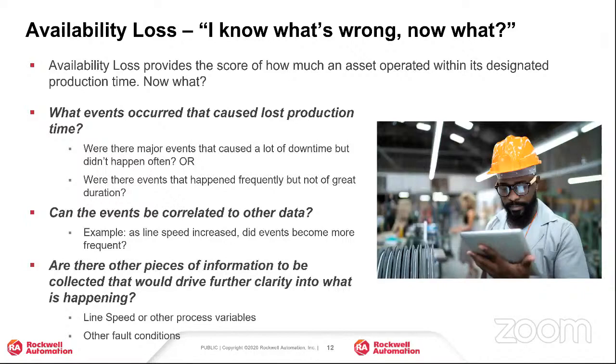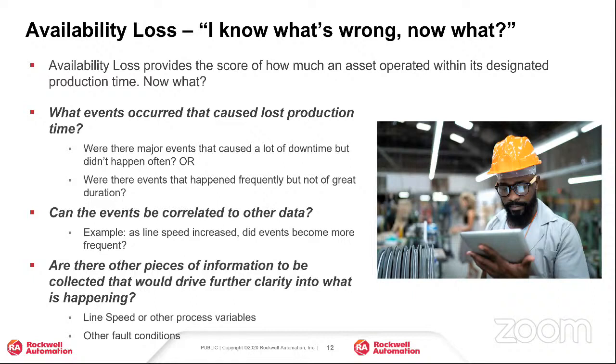How does that availability loss manifest itself? That availability loss provides the score of how much an asset has been operated within its designated production time. So you have, let's say, a compressor that is supposed to work 24/7 because of the continuous process. But if it's down 3 hours, so it was not available for 3 hours, right? That is the time it was not operating. It is an availability loss.